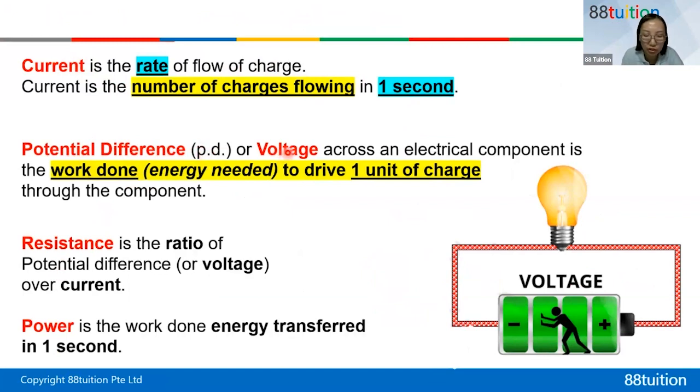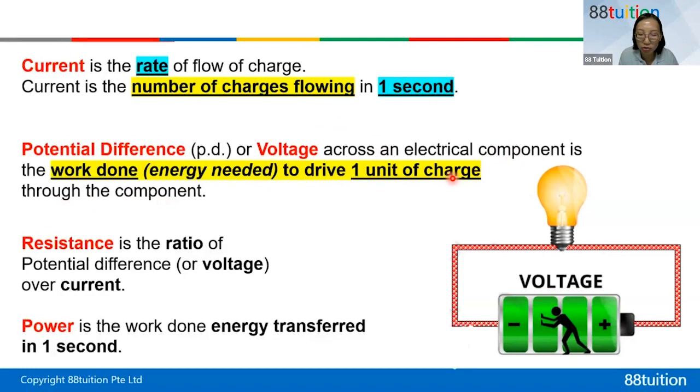Current is the same as voltage. These two are the same, they just have different names. The voltage across a component, for example, a voltage across a light bulb or a voltage across a battery, is how much work is done or how much energy is needed to drive, to force or to push 1 unit of charge through the component.